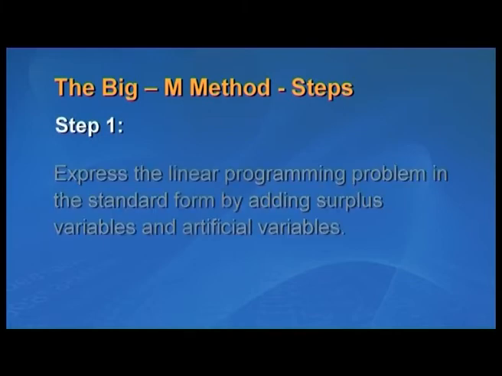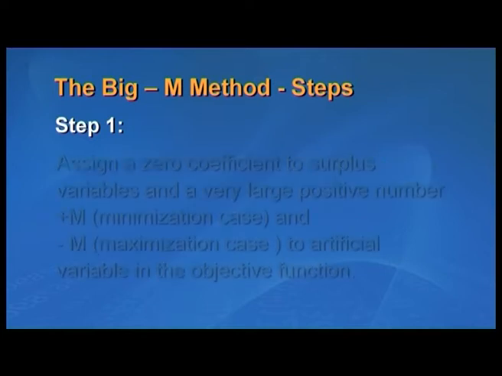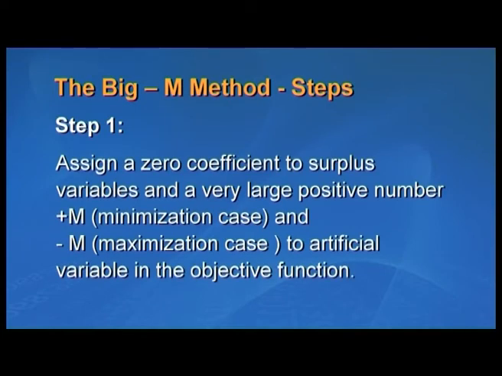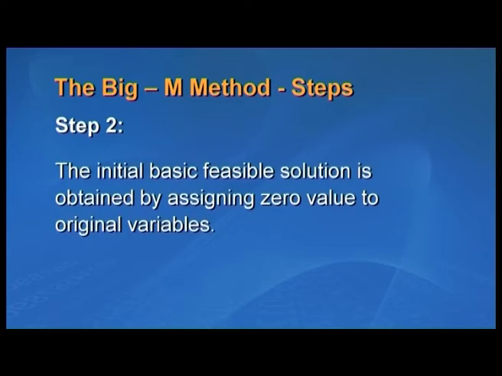Step 1. Express the linear programming problem in the standard form by adding surplus variables and artificial variables. Assign a 0 coefficient to surplus variables and a very large positive number, +M in the minimization case and -M in the maximization case, to artificial variables in the objective function. Step 2. The initial basic feasible solution is obtained by assigning 0 value to the original variables.